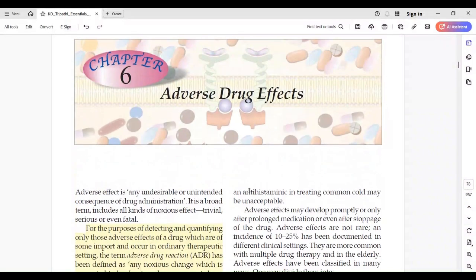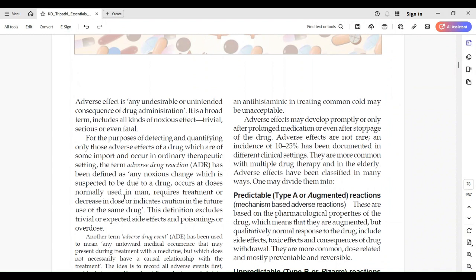Hello everyone. So today we are going to discuss chapter number 6, adverse drug effects, in KD Tripathi's Medical Pharmacology. So let's dive straight into the subject.